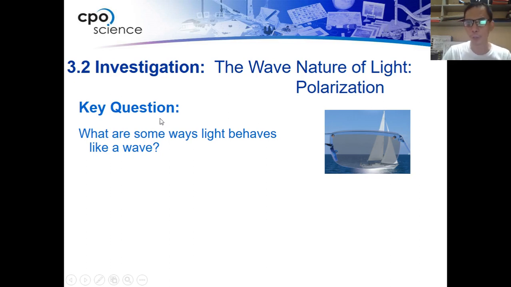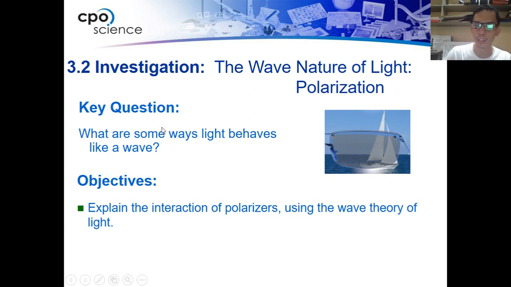If you remember your lesson about waves last time, what are the things that we can consider that make light a wave? These are the objectives that we are going to do: explain the interaction of polarizers using the wave theory of light. How are polarizers used, or what are these polarizers? That is the objective for this particular lesson. All right, so let's get started.